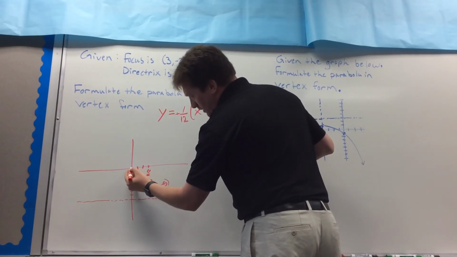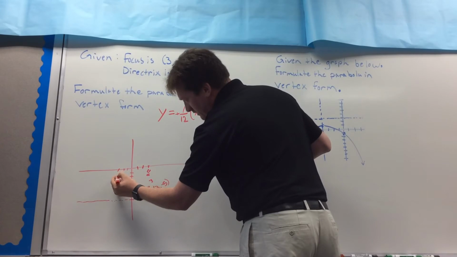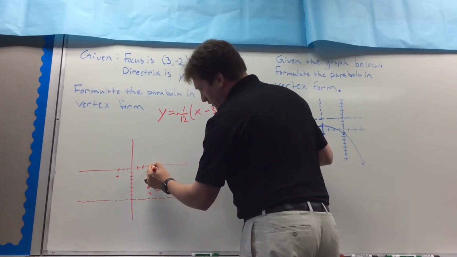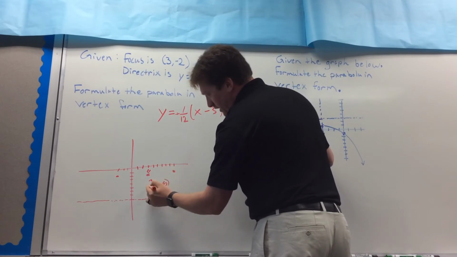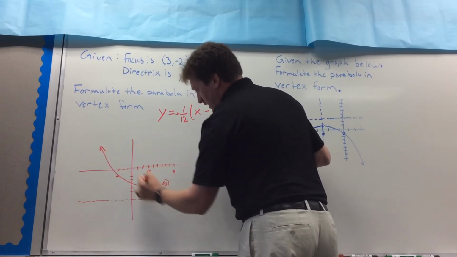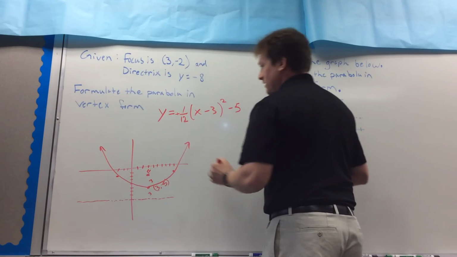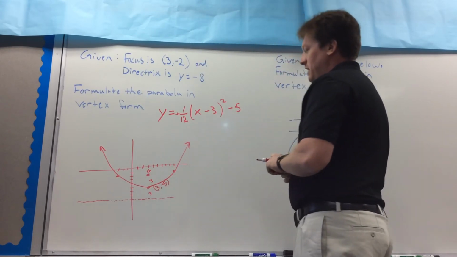Back 1, 2, 3, 4, 5, 6. There's a coordinate point there. And 1, 2, 3, 4, 5, 6. There's another coordinate point here. My graph looks something like this. And that's what my equation is if I'm given information.